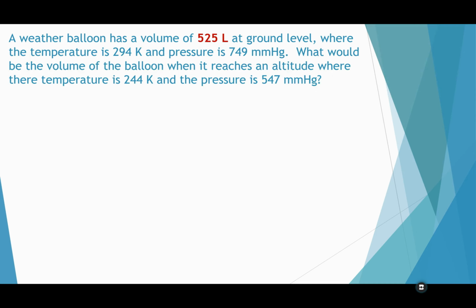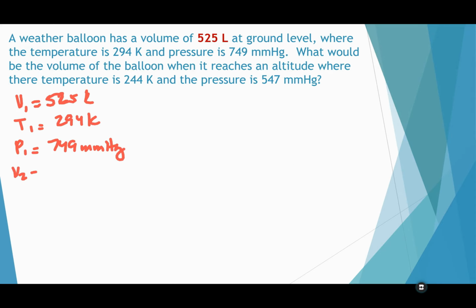So you have to list your knowns and unknowns. V1 is 525 liters. T1 is 294 Kelvin. P1 is 749 millimeters of mercury. V2 is my unknown. My temperature 2 is 244 Kelvin. My P2 is 547 millimeters of mercury.